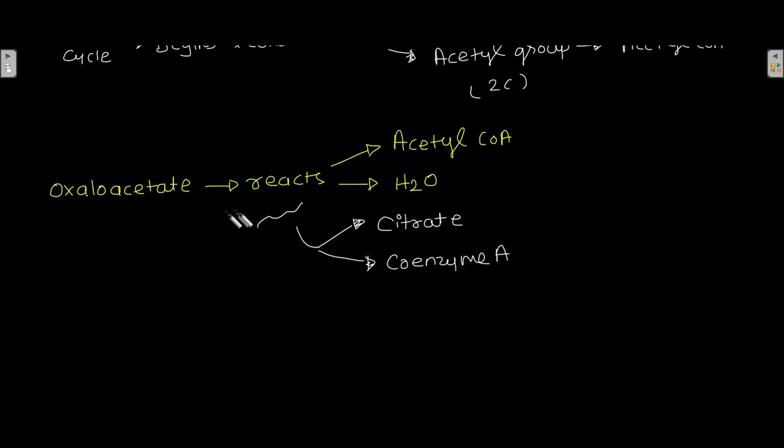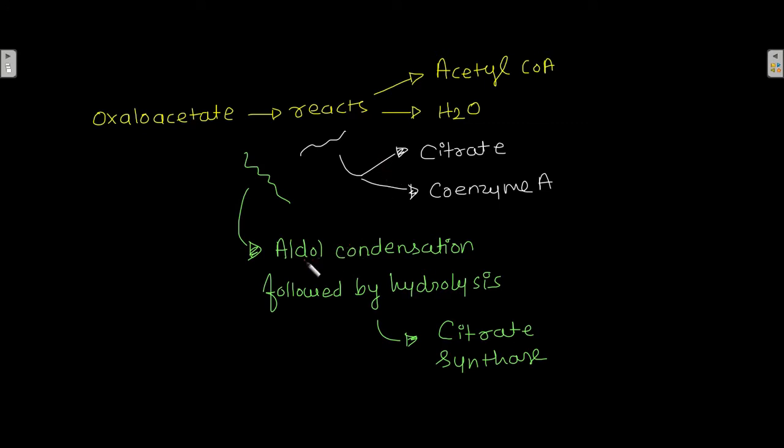So in the first step of the Krebs cycle, oxaloacetate reacts with acetyl coenzyme A and water, and due to this reaction there is formation of citrate and coenzyme A. Now this reaction, which is aldol condensation followed by hydrolysis, is catalyzed by citrate synthase. Citrate synthase causes the condensation of oxaloacetate with the acetyl group and the formation of citrate. Citrate synthase is that enzyme.